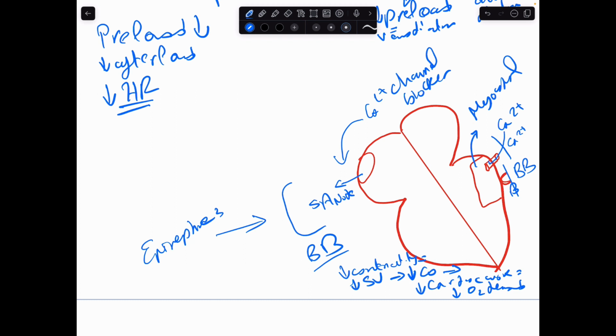So essentially it's the same two things. You're decreasing the oxygen demand. So now let's have a look and see the other factors that we're going to talk about.